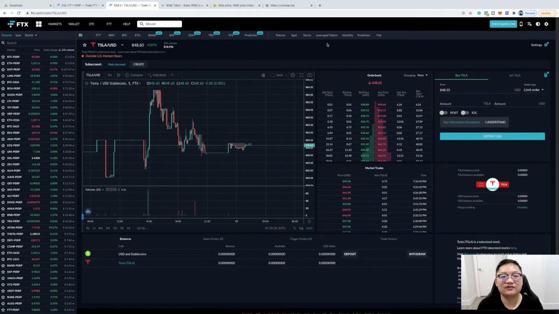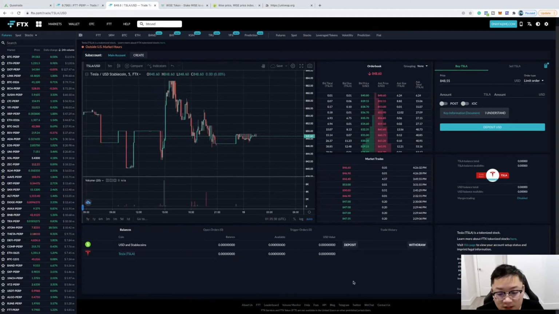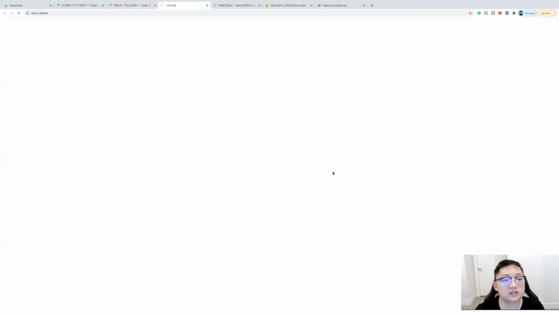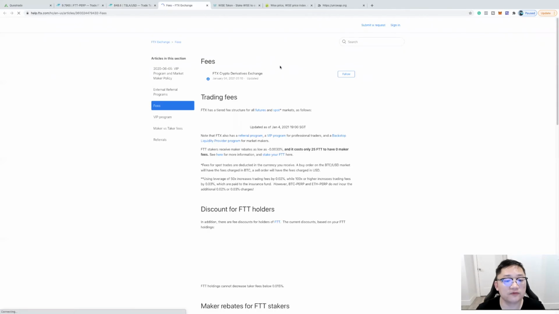This is not financial advice. I'm not a financial advisor. So only deposit what you're willing to lose in this cryptocurrency space, in the stock trading space, and anything finance. I'm not giving you financial advice by any means at all. This is your decision on how much money you want to invest.